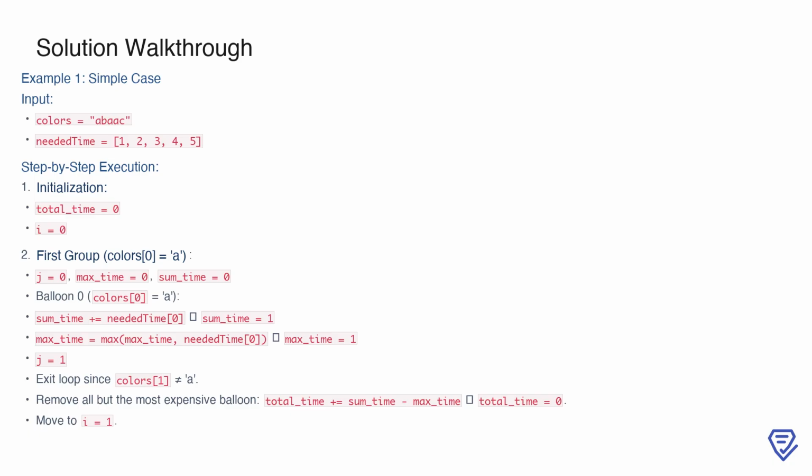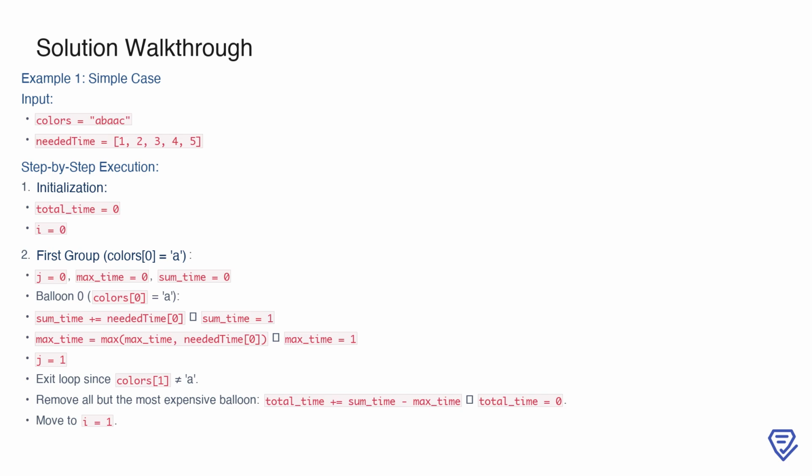To solve this problem, we start by initializing total_time to 0, which keeps track of the total time needed to make the rope colorful. We also set i to 0, as this will help us traverse through the colors array. Now, for the first group of balloons with the color A, we set up j to start at the same position as i, and initialize max_time and sum_time to 0.